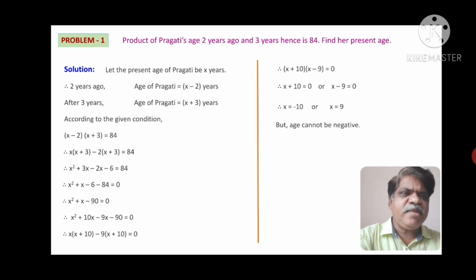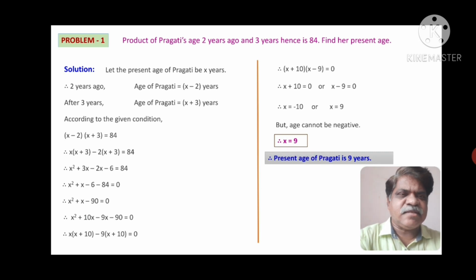But age cannot be negative. Therefore, x is equal to 9 is validated and x is equal to minus 10 is non-acceptable. Hence, we say that the present age of Pragati is 9 years.